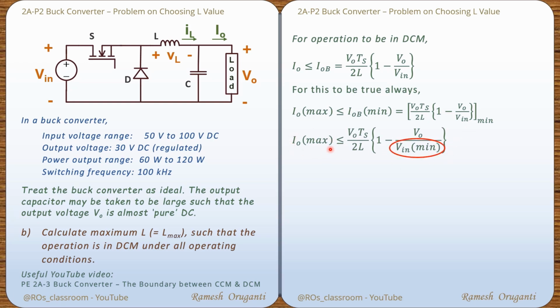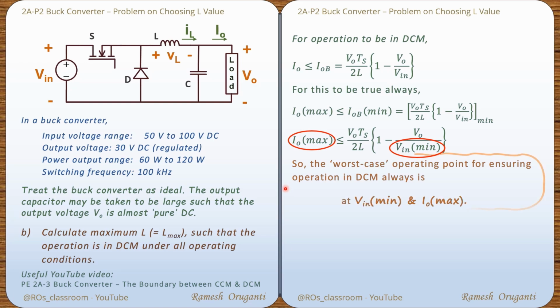Our choice of inductance must be such that we ensure operation in DCM or on the boundary when V in equals V in minimum and I naught equals I naught maximum. So the worst case operating point for ensuring operation in DCM always is at V in equals V in minimum and I naught equals I naught maximum. And we have put V in equal to V in minimum equal to 50 volts and I naught equal to I naught maximum equal to 4 amperes.